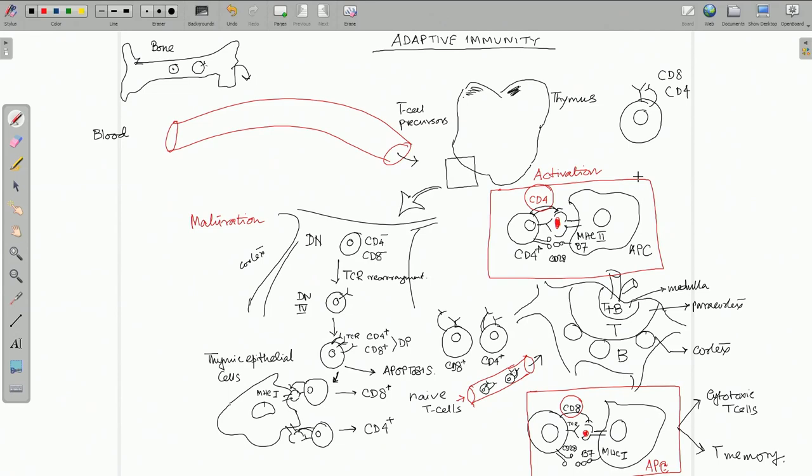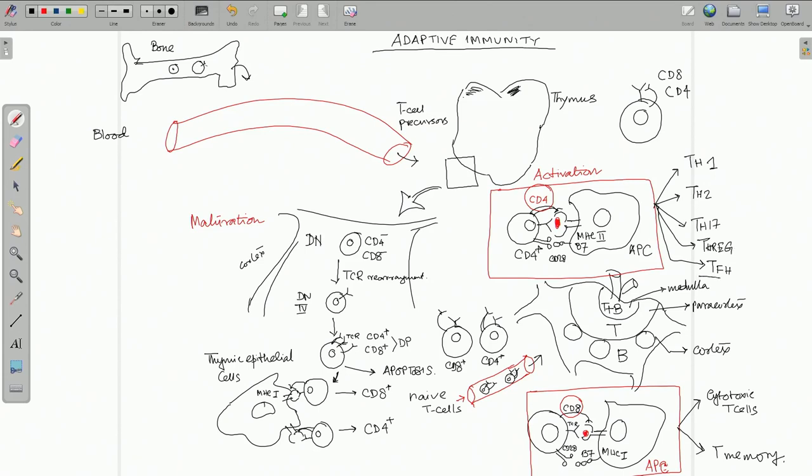And those which interact by their CD4 co-receptors with the MHC class 2 molecules presented on the surface of the APCs, they will finally produce different subsets of T cells. So, the T helper cells can give rise to Th1, Th2 or Th17, the Treg cells or the regulatory cells, as well as a specific class of T cells which are also known as TFH or the follicular helper T cells.